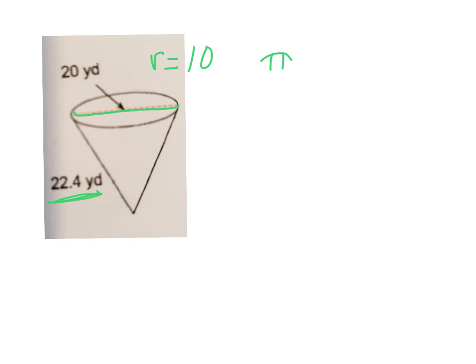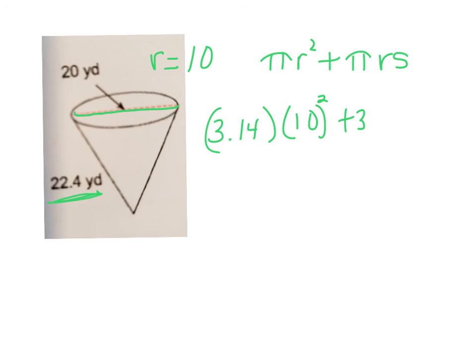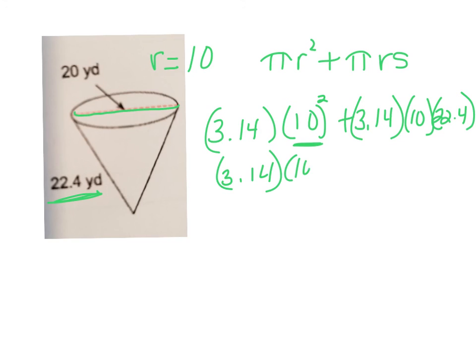So just to remind ourselves what our formula is, pi r squared plus pi rs. So what are we going to type in our calculators? 3.14 times the radius, which is 10 squared, plus 3.14 times the radius times 22.4. So this one I'll do out by order of operations. Our 10 squared is 100. So we'll have 3.14 times 100 plus, and this here is all multiplication.